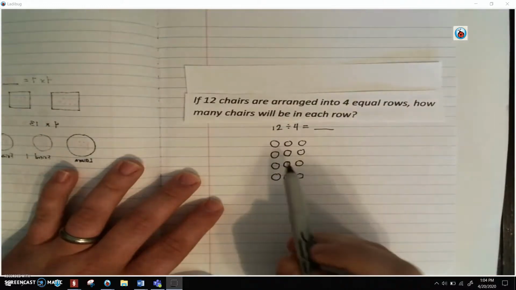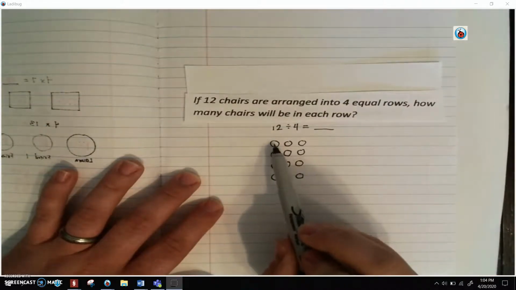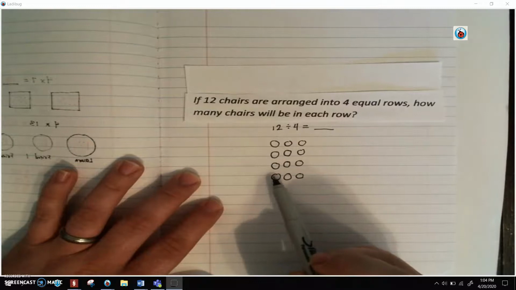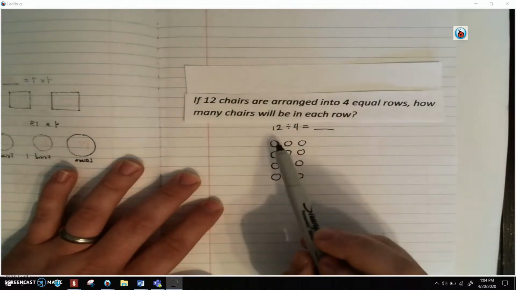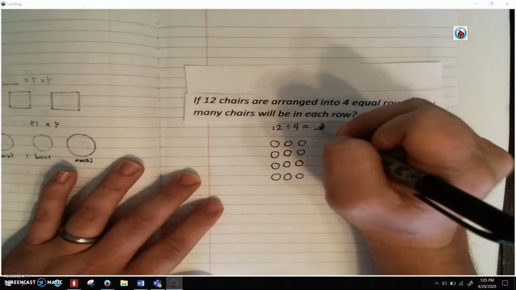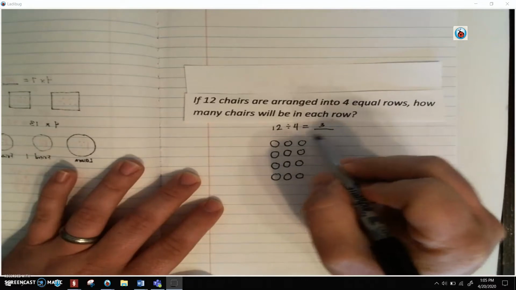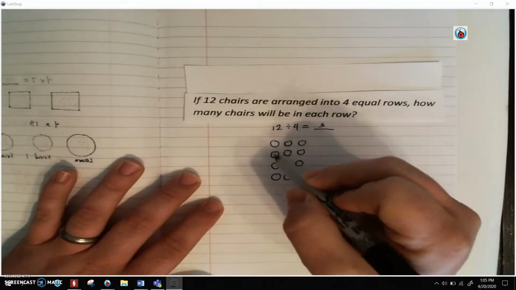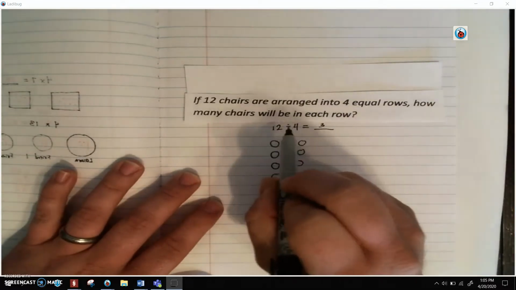So if I put these chairs into 4 different rows, row 1, 2, 3, 4, there are going to be 3 chairs in each row. So my answer would be 3. And I can also see if I turn that into a multiplication, that would be 4 times 3. Both of them work together.